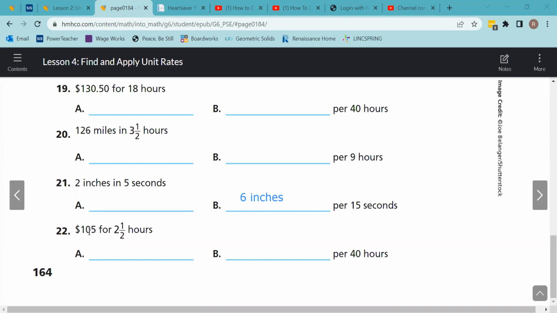Okay, the last one, $105 for 2.5 hours. Divide by 2.5 to get it down to 1 hour. Start with your 105, divide by 2.5, and we've got $42 per hour. If you want to write the word per, that's totally fine.